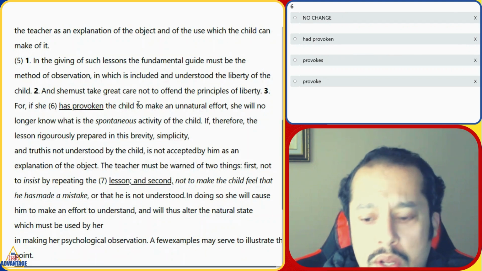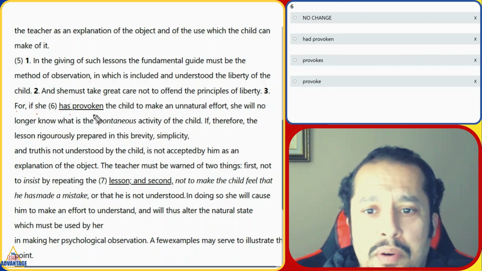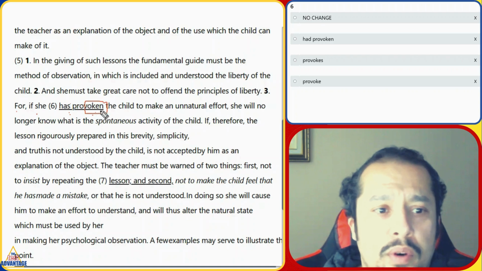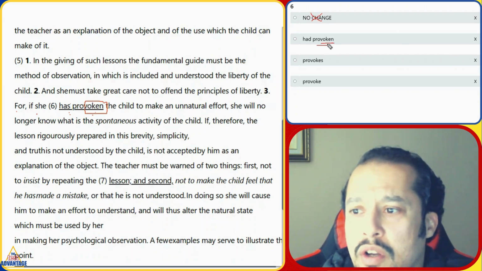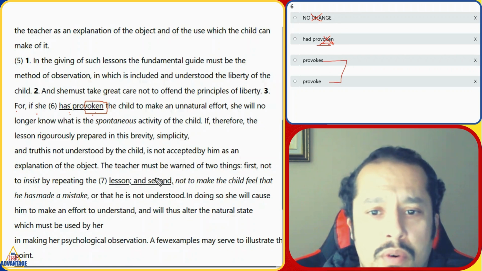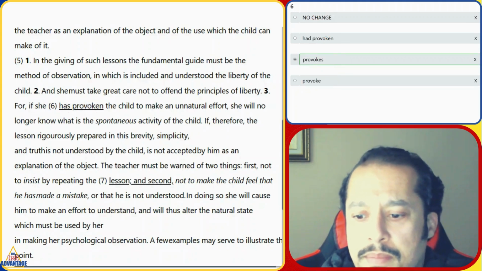Question number 6. For if she has provoken, should be has provoked, مثلا, right? So answer A is incorrect because there's no such thing called provoking. It's provokes or provoke. So if she provokes, singular verb, singular subject, answer C. Number 7.